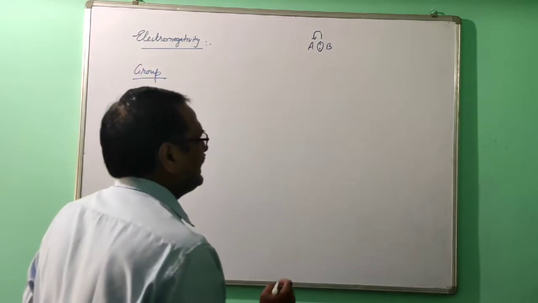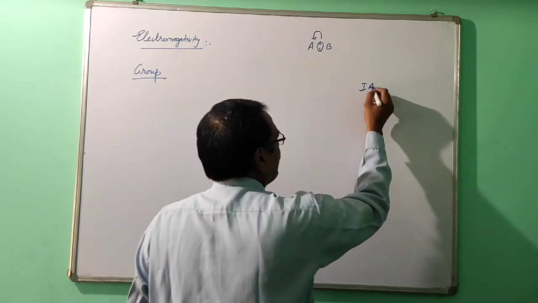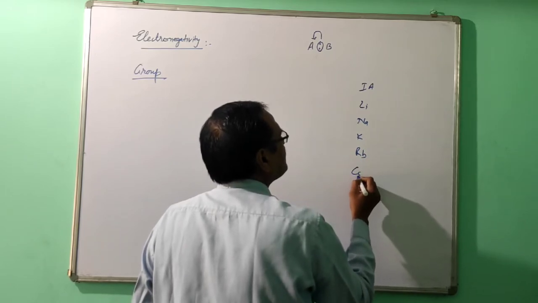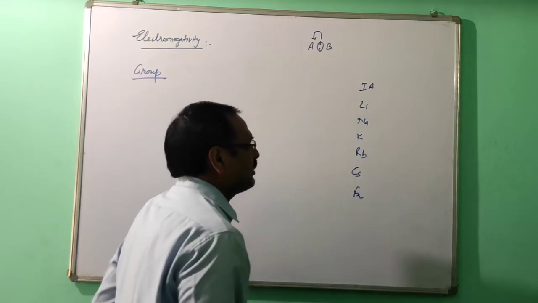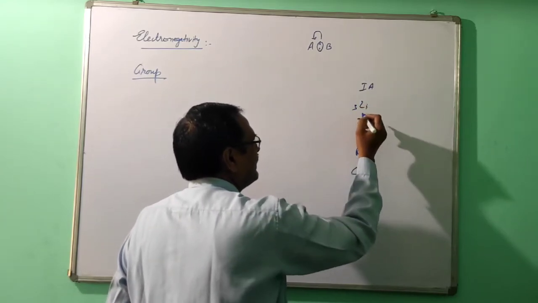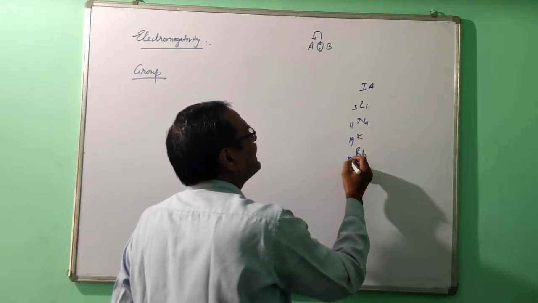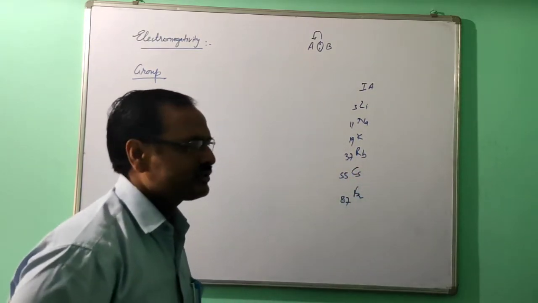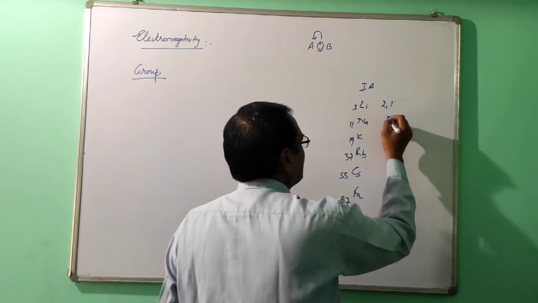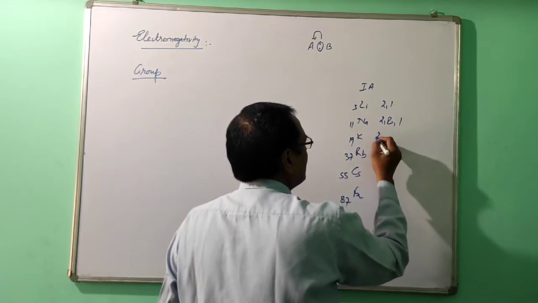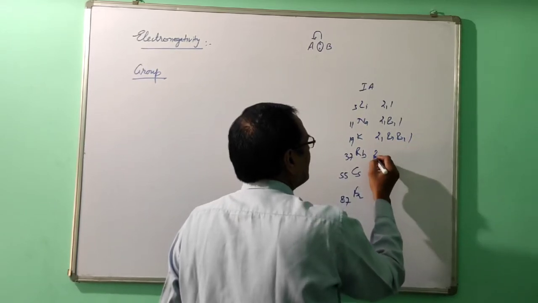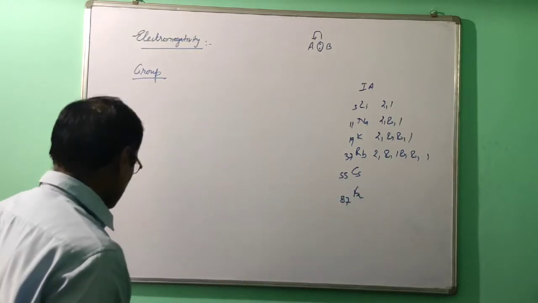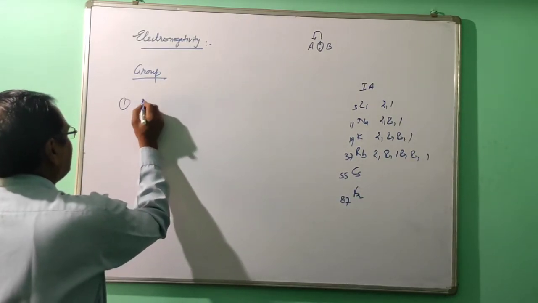In a group you can take the first group, 1A: lithium, sodium, potassium, rubidium, cesium, francium. The atomic number of lithium is 3, then 11, 19, 37, 55, 87. Electronic configurations: 2,1; 2,8,1; 2,8,8,1; 2,8,18,8,1. Like that you can write. So now we can take the factors. The first factor is atomic size.